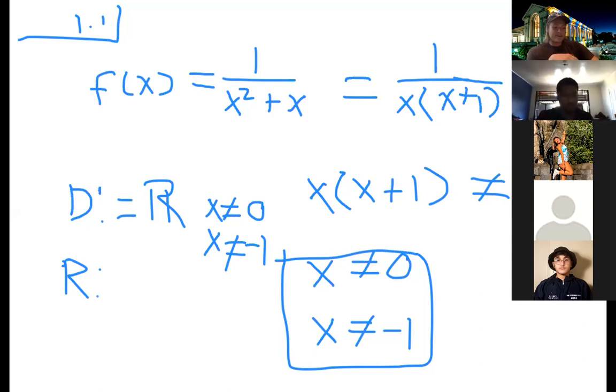Cool. With that being said, trying to figure out the range is a little bit more not so obvious, right? The way to do that, you could just plug in values from 0 to 1, and then try and figure out, okay, where is this going to? If I were to graph this, ooh, what would it look like?